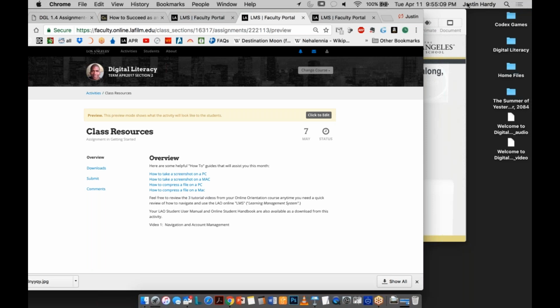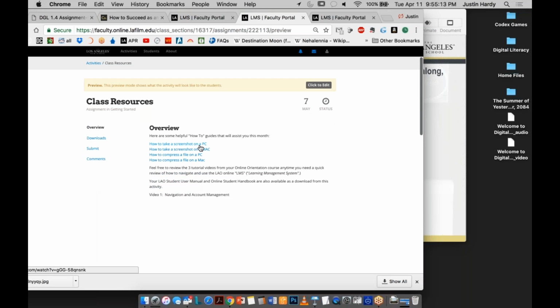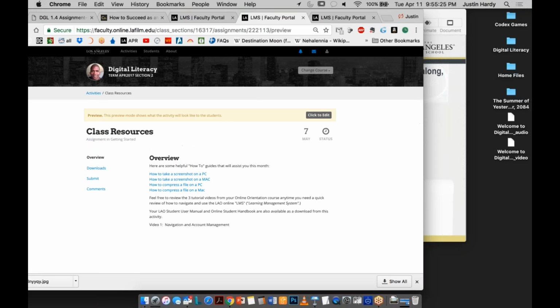So no, Moses, you don't want to send this as a PDF. You do want to compress. If you need to learn how to take a screenshot for your investigation, there's information on how to do that here. And when you're ready to submit, there's also information here on how to compress a file, whether you're on a Mac or PC. And that's going to be under the class resources activity under the Getting Started tab.